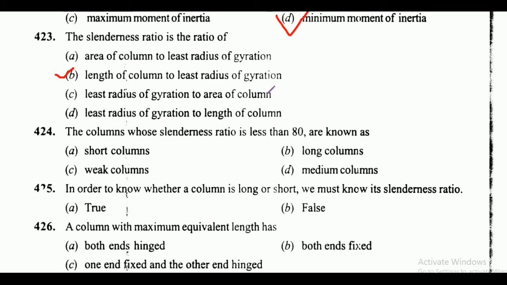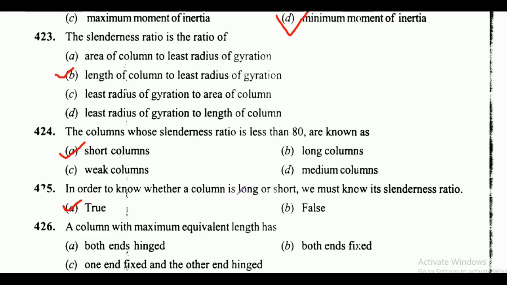Okay, next is question number 424. The columns whose slenderness ratio is less than 80 are known as, here, friends, these are the options, and here the correct answer is option A, that is short columns. Next: in order to know whether a column is long or short, we must know its slenderness ratio. Is it true or false? This statement is true, friends, so option A is the correct answer.